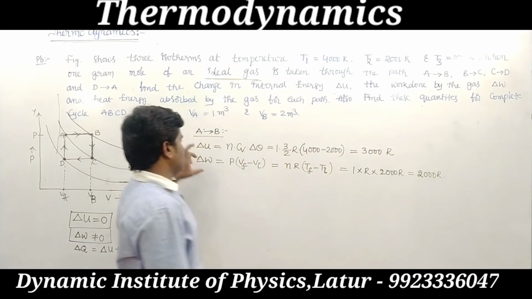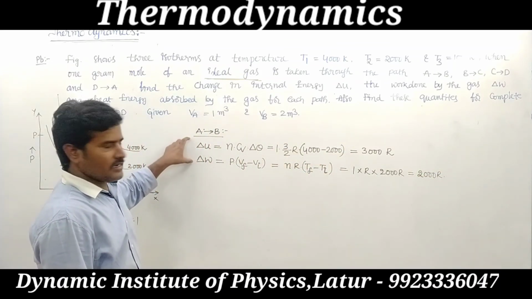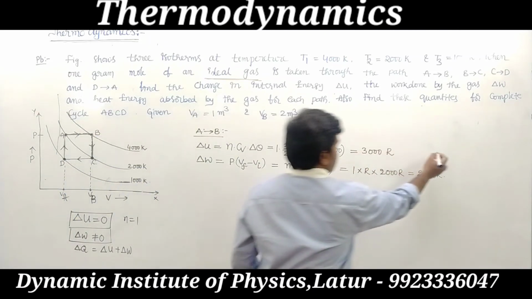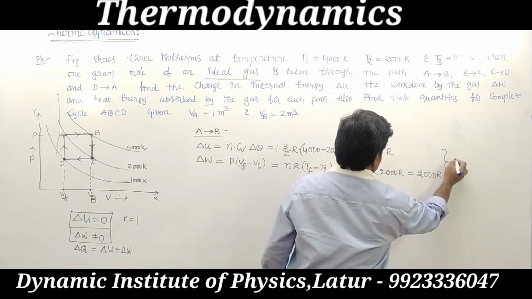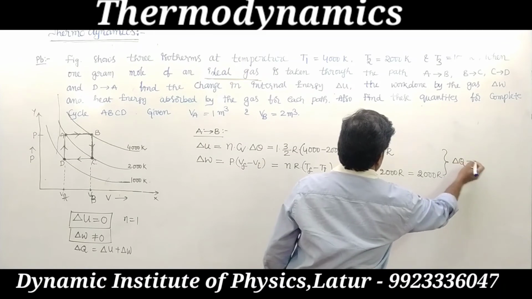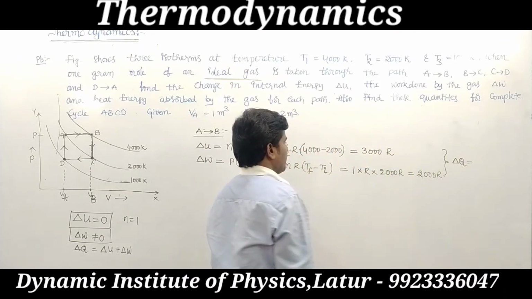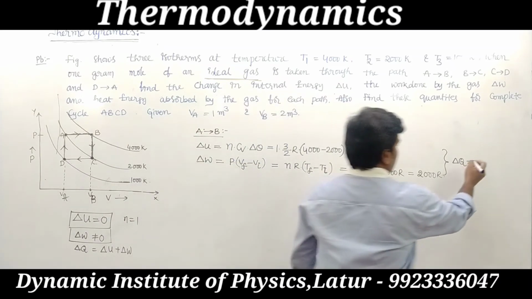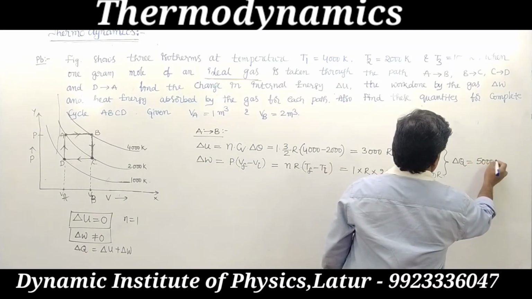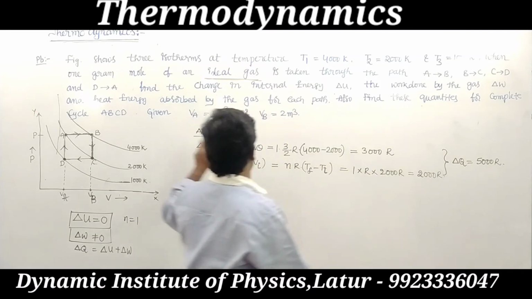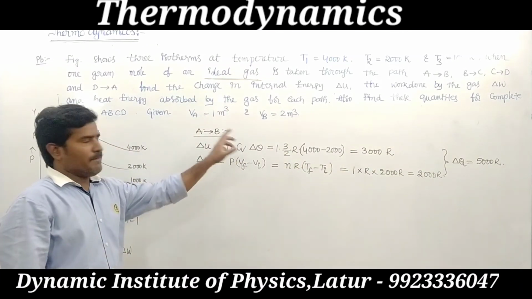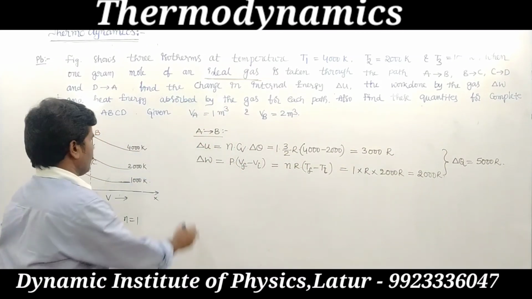So this is the delta U and delta W. After this is delta Q. Here in the first case delta Q becomes 3000 R plus 2000 R. This is 5000 R. This is A to B process, and this is the delta Q.